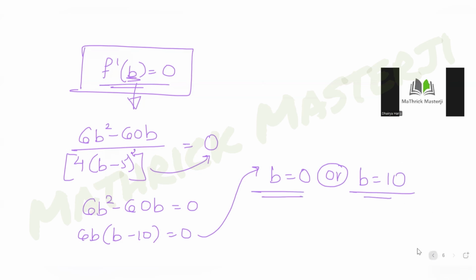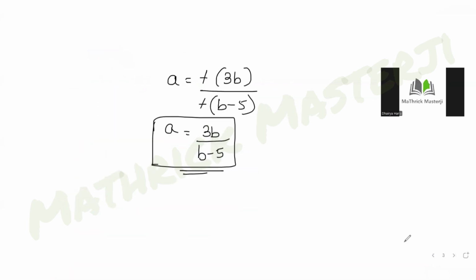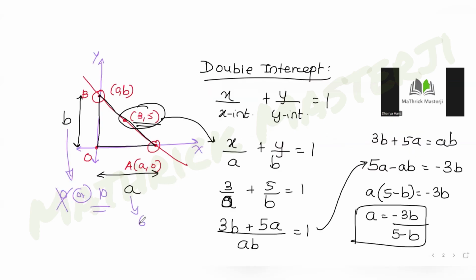Now, once I have that, b means the y-intercept. It is either 0 or 10. But that b is basically the height, and that cannot be 0. So the value of b has to be 10. And once I have that as 10, I can just put it here. So I get 3 times 10 over 10 minus 5. So 30 over 5, which is basically 6. So you get this a as 6. You got this b as 10.